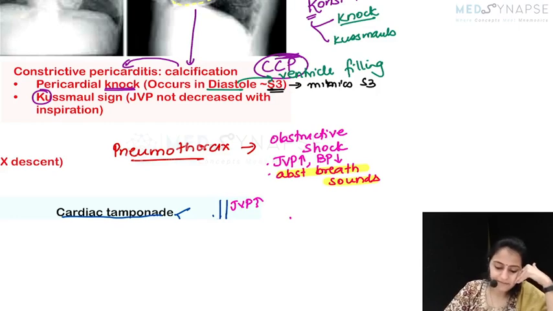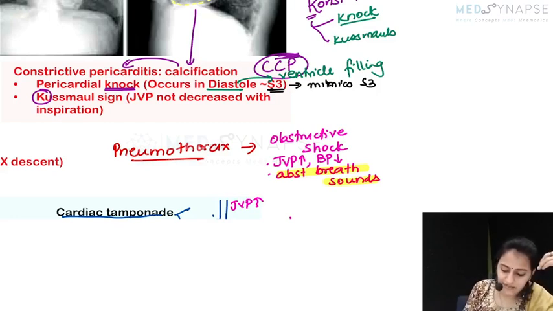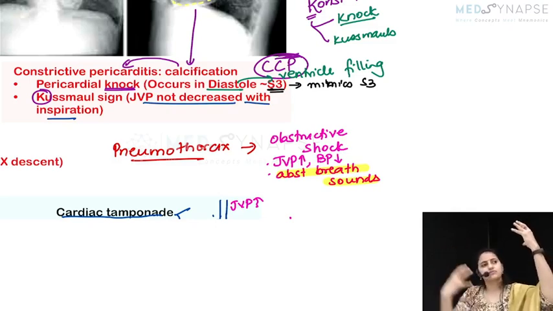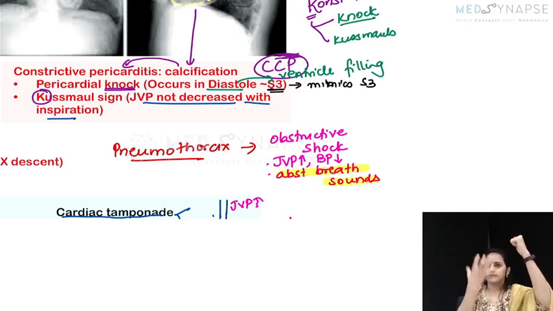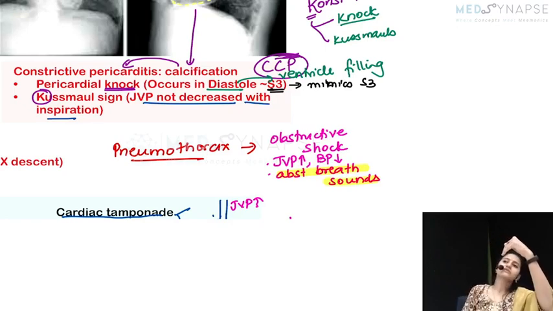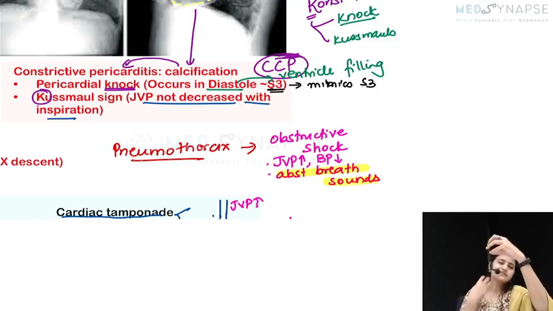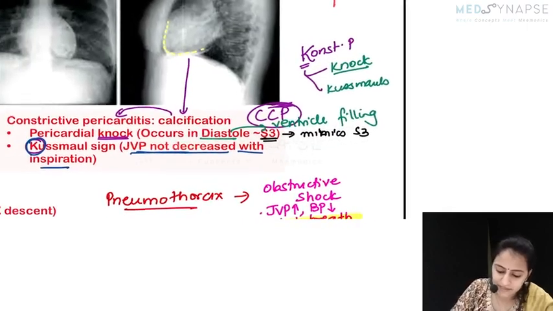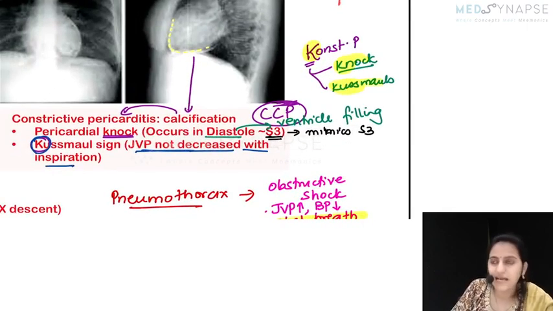What is the Kussmaul sign? The Kussmaul sign is with inspiration, the JVP is not decreasing. जब आप इंस्पिरेशन करते हैं तो thoracic pressure क्या होता है? Intrathoracic pressure negative. It's like a suction which is created. So the blood from the vein should go into the heart. It's like a suction. The Kussmaul sign is with inspiration, this is not going down. Why is it not going down? Because the pericarditis is constricting. It's not allowing the blood to come down. So remember that the Kussmaul sign is also constrictive pericarditis. So constrictive pericarditis is the knock and the Kussmaul.